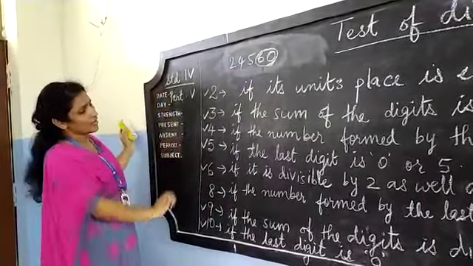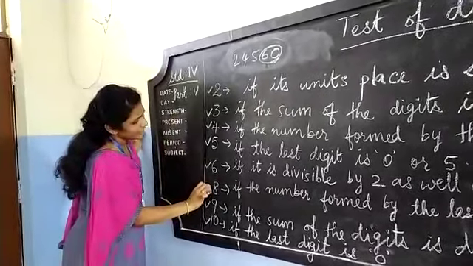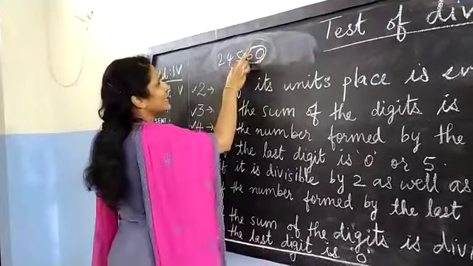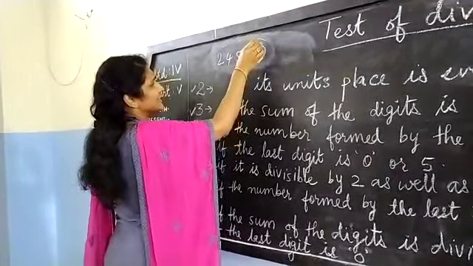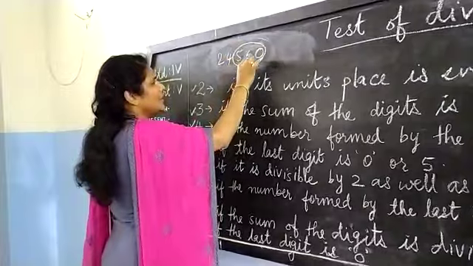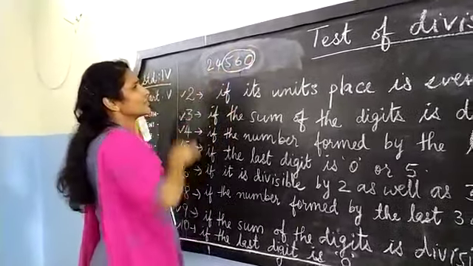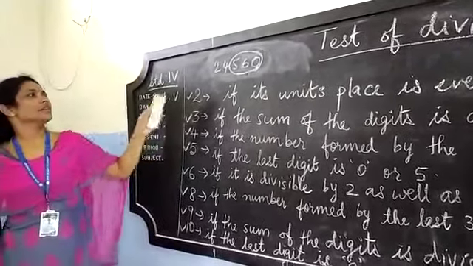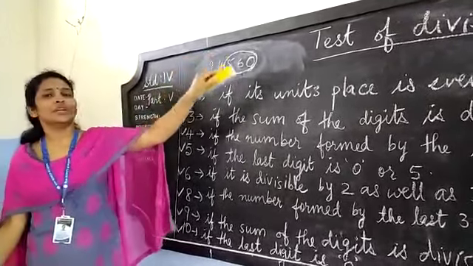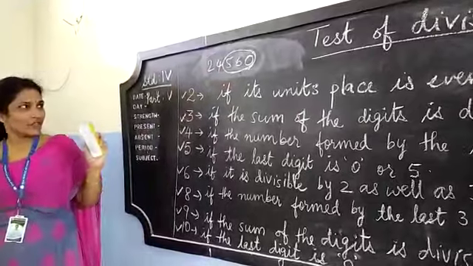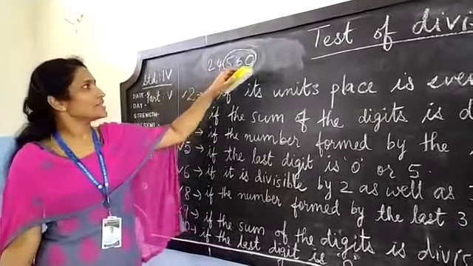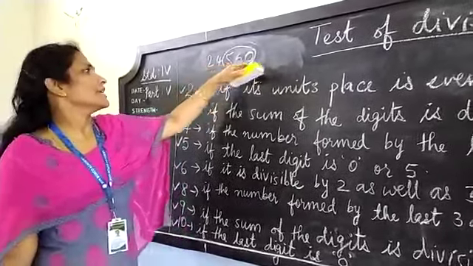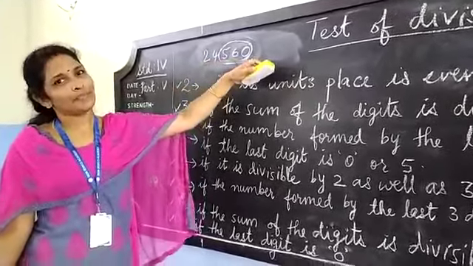Now how can you make out whether it is divisible by 8? If the number made by the last 3 digits is divisible by 8, this number is also divisible by 8.